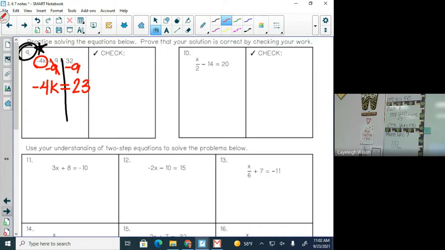And then what operation is this? Multiplication. So that's -4 times k. So what would I do to get k isolated by itself now? Divide, because the opposite of multiplication is division. So I'm going to divide by -4. So that's k equals, and then you can just use your calculator. 23 divided by -4 is -5.75. Or if you didn't have a calculator, you could just leave it as -23/4. Okay, and you can check it, but we'll check it tomorrow.